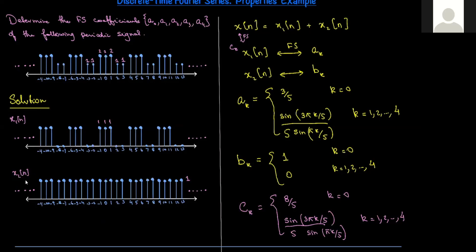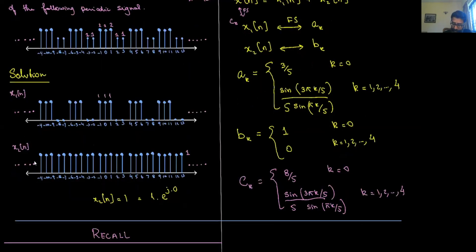So this is x2 of n. x2 of n equals 1. So this is 1 times e raised to the power j times 0. And you just compare this with the synthesis equation, and you get a_0 equals 1. Again, all others are zeros. Okay, sir. Thank you.